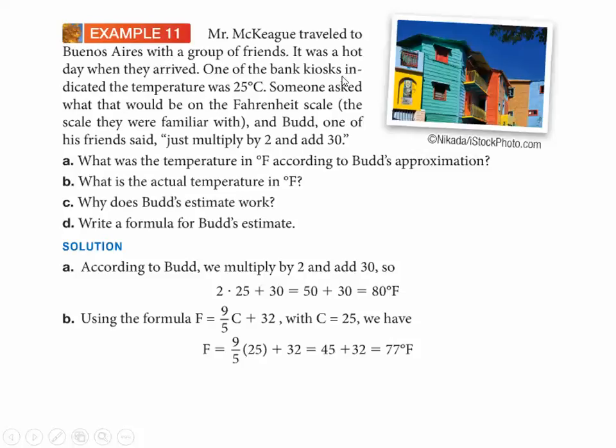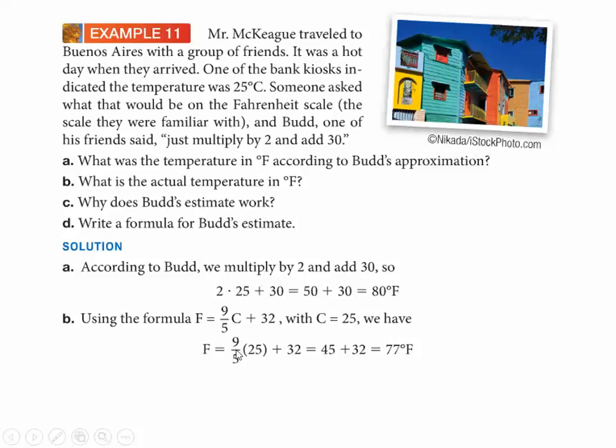One of the bank kiosks indicated the temperature was 25 degrees Celsius, and of course they're from America, so they're like, hey, what is that? Someone asked what would be the Fahrenheit scale, and Bud said the easiest way to do it is just multiply by 2 and then add 30. So according to Bud, if we take the 25 times 2, which makes 50, and add 30, you get 80 degrees Fahrenheit. Pretty close. The actual way to do it is to use the formula, 9/5 times C plus 32.